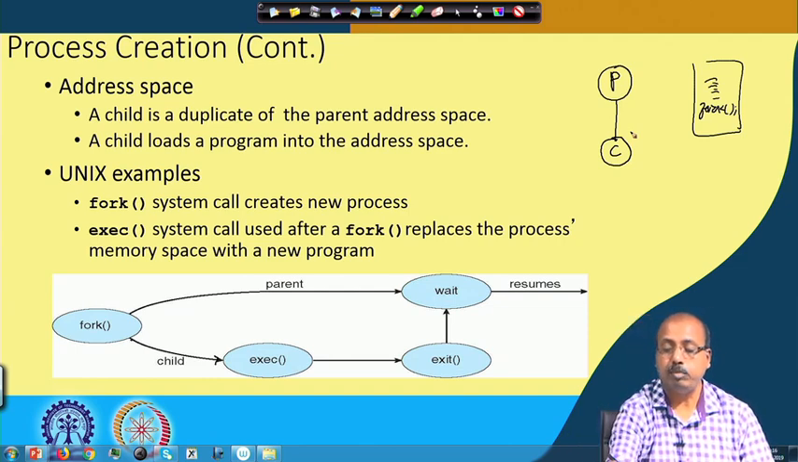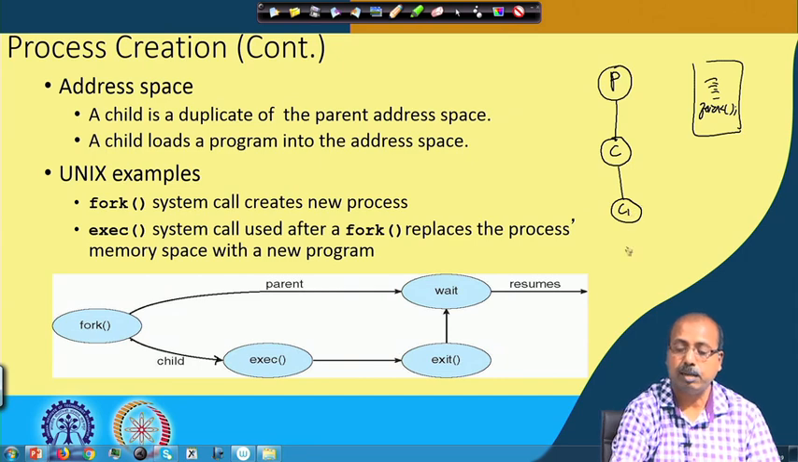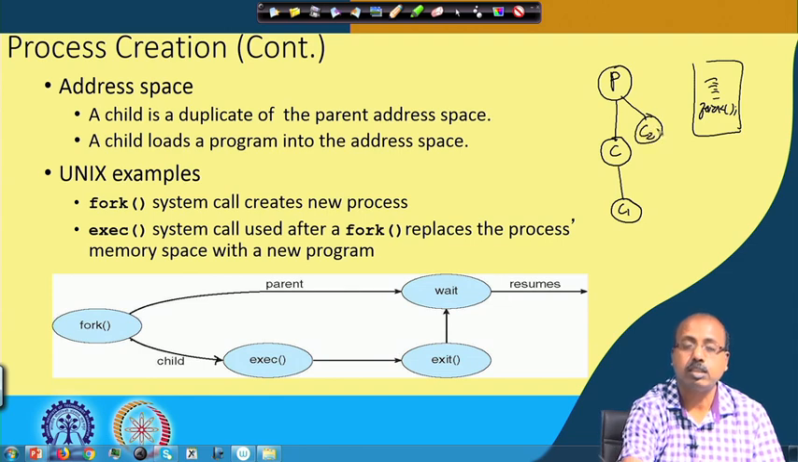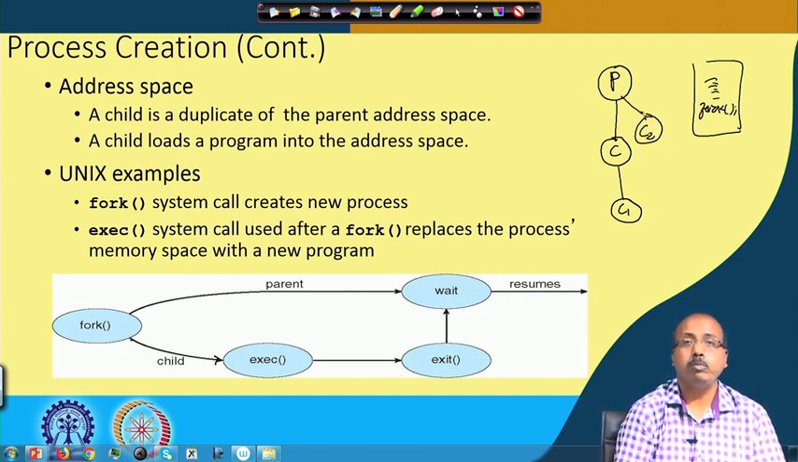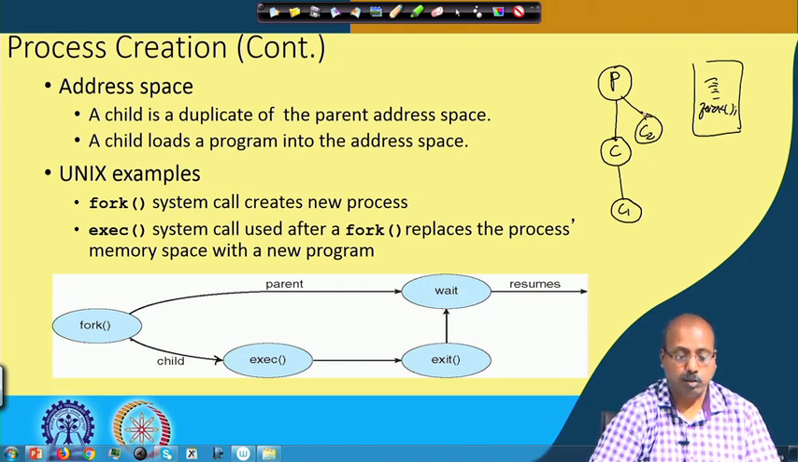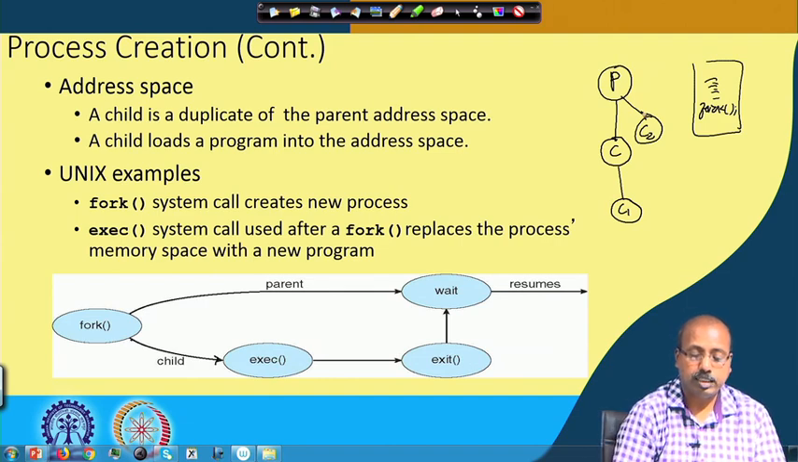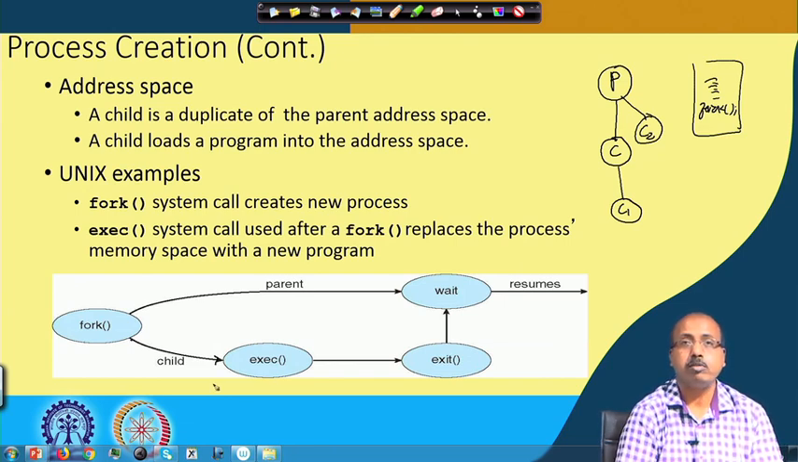Again, this child can make a further fork and create another child C1. That can happen, or this process P can also fork another child. But this parent-child relationship will be maintained, and new processes will be created whenever a fork system call is executed. This child process that has been created can execute an exec system call to replace its memory space with a new program.